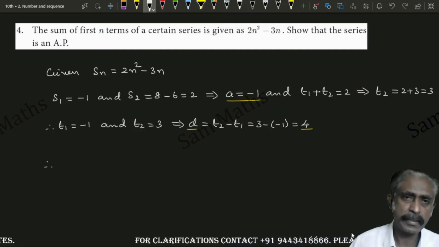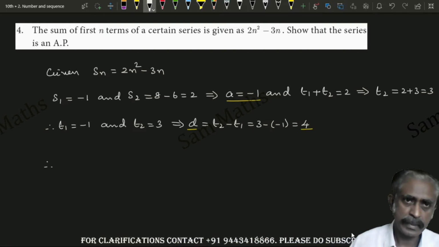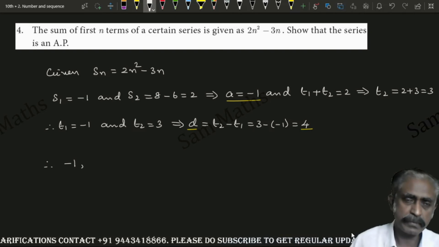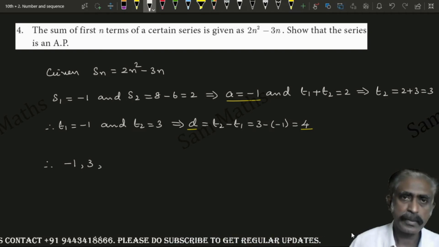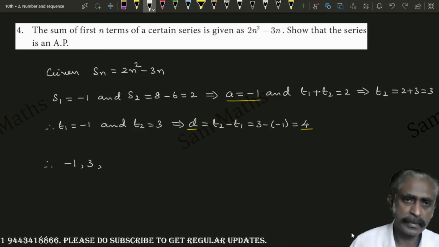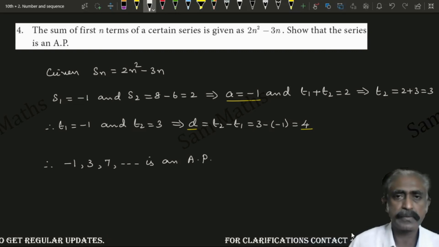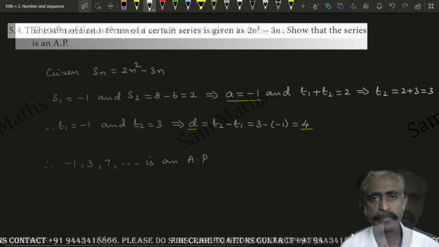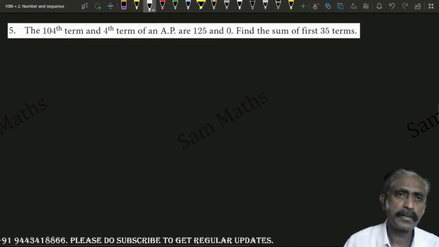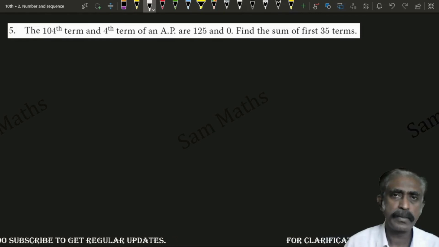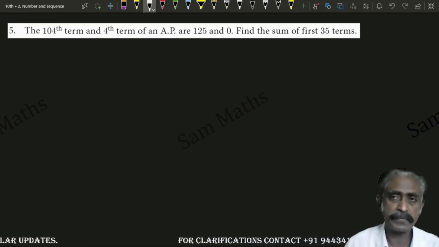Therefore, we can write the AP is minus 1, then you add 4 with minus 1, that is 3, then you add 4 with 3, it's 7, etc. is an AP, that is arithmetic progression. Clear, children? Fifth sum, the 104th term and 4th term of an AP are 125 and 0. Find the sum of first 35 terms.